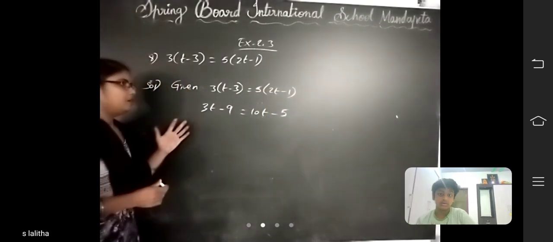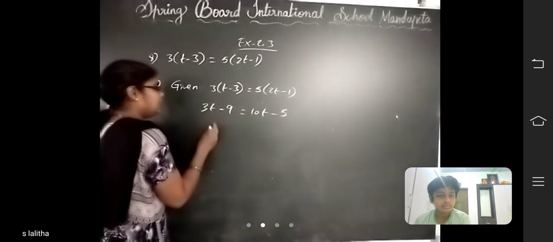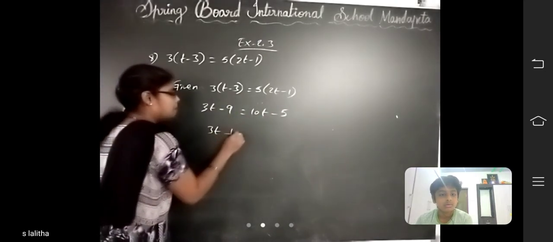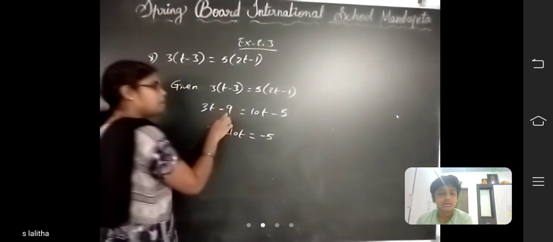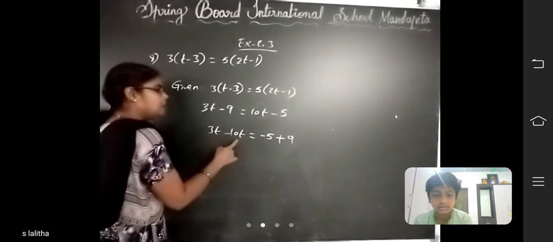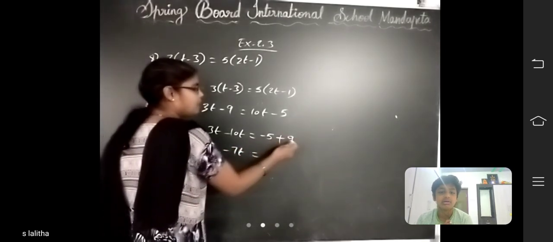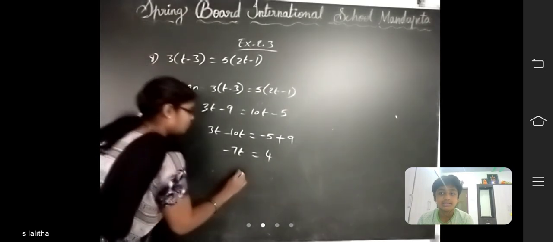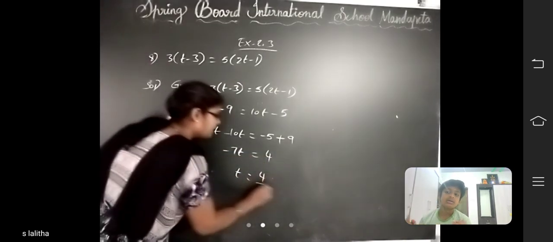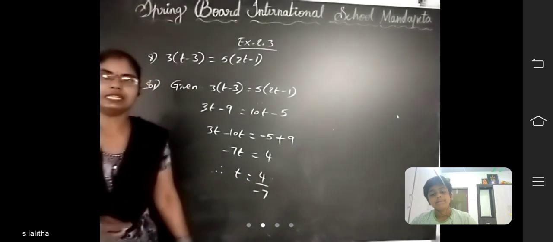Now make the variable terms on one side and constant terms on the other. Okay, 3t, here plus 10t is there. If you transpose it to here, what will it become? Minus 10t. Minus 5, here minus 9 is there. If you transpose it to the right hand side, what will it become? Plus 9. So 3t minus 10t, how much? Minus 7t. Minus 5 plus 9, how much? 4. So minus 7t is equal to 4. Here minus 7 is there. If you transpose it to here, what will it become? Divide by 7. So t is equal to how much? 4 by minus 7 is the answer.